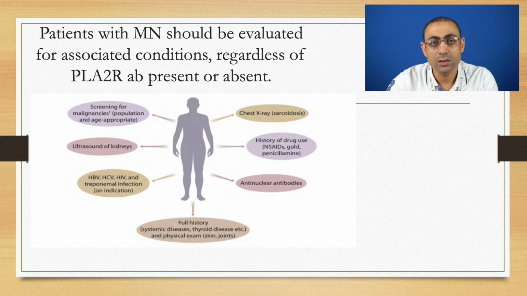Any associated conditions should be excluded, regardless of whether the patient is PLA2R antibody positive or negative. So we do some investigations, like chest X-ray to rule out sarcoidosis. We take a good drug history about NSAIDs and penicillamine. We do the ANA test. We take a full history regarding systemic disease and do a physical examination, including joints and skin. We do virology markers. We do abdominal ultrasound, and we screen for malignancy, especially in older patients, like PSA for males and mammography for females.